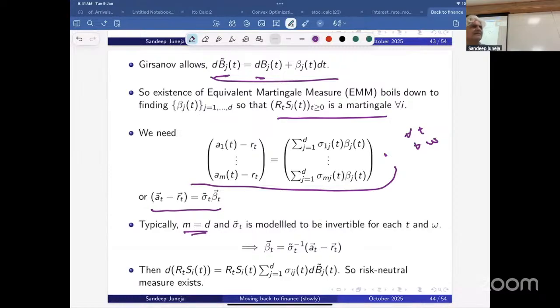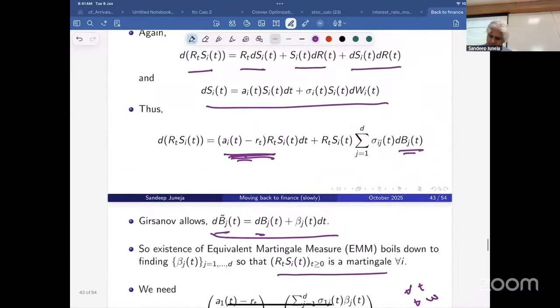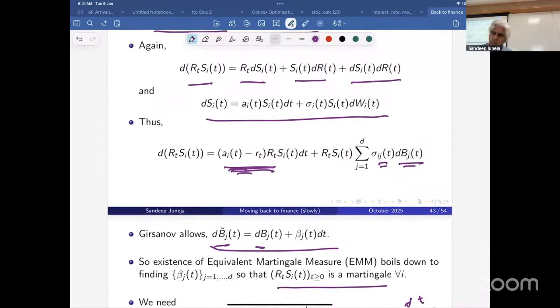Beta j is the drift associated with the changed Brownian motion. That's right. We twist it by beta j. We want to change the measure of each Brownian motion, so that under the resulting measure, all the discounted assets are martingales. Sigma is just the noise term here, for each security i.